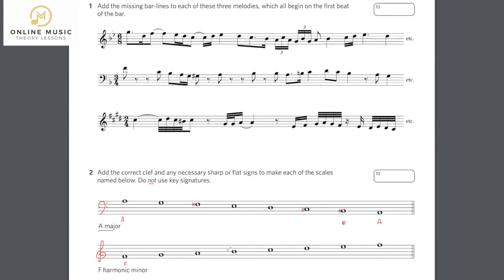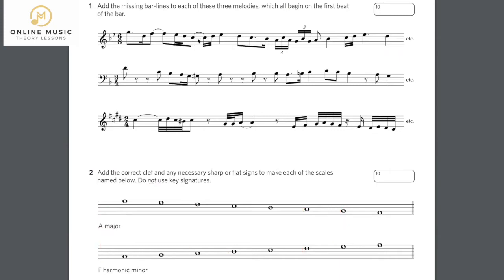So you've got B flat here, E flat, A flat, and D flat. Now D is the 6th note of the scale, so you're going to turn the flat into a natural sign. And there we go. Another easy 10 marks for you.